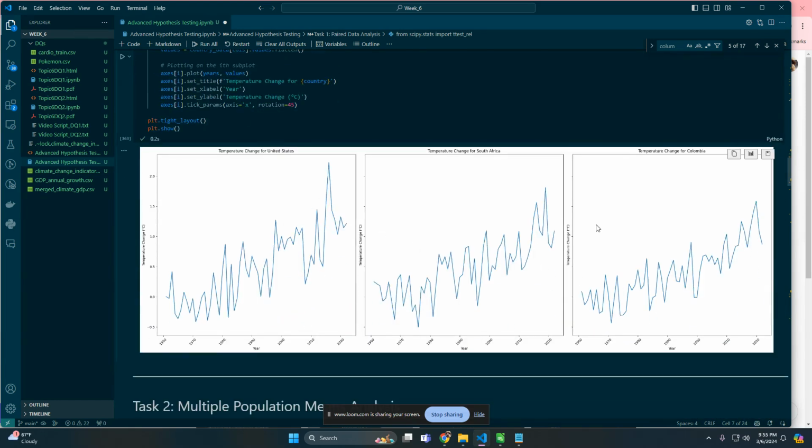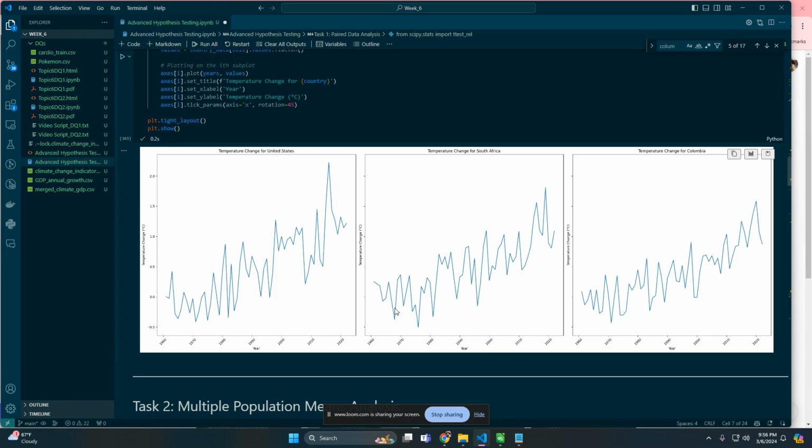Here's my visual. I chose 3 countries for this instead of trying to do all 200 countries. I did the United States, South Africa, and Colombia. I just tried to pick 3 different areas from around the world and 3 different types of countries. So this is what we ended up with. Kind of wild, in my opinion.